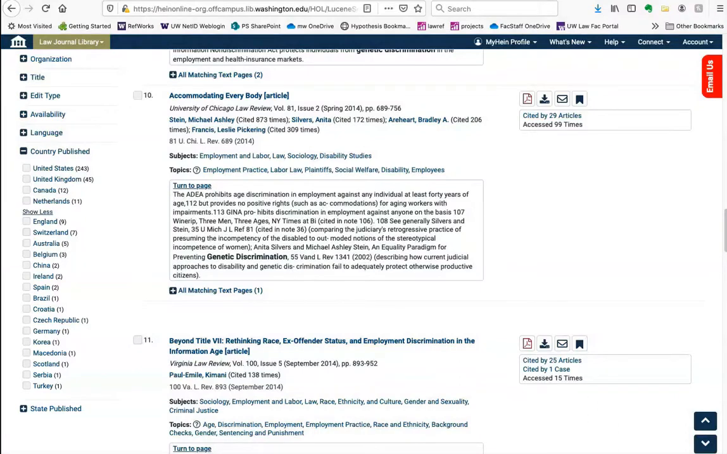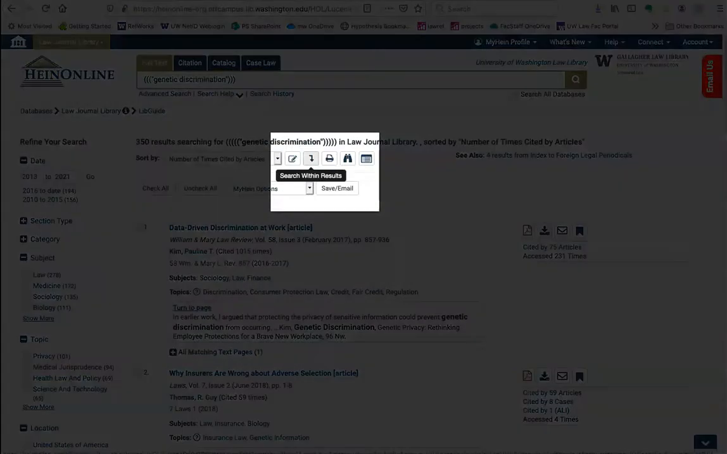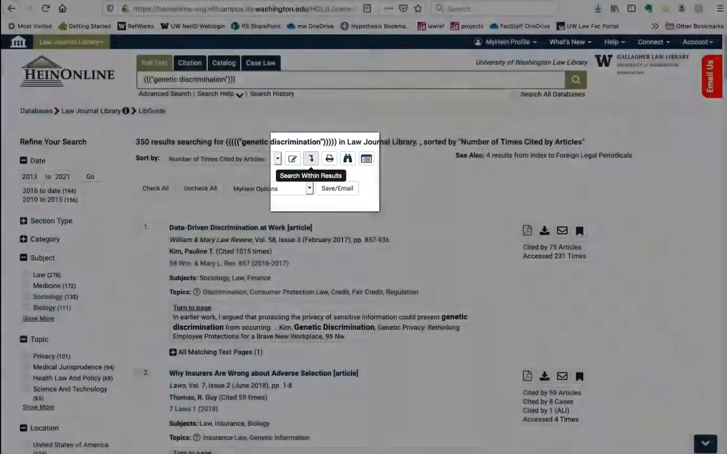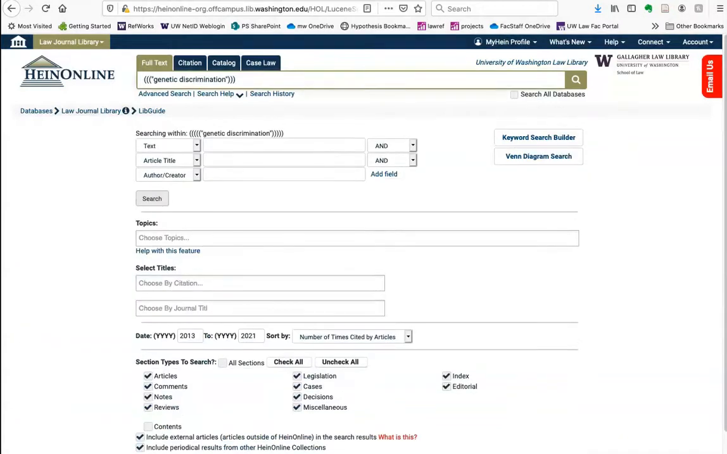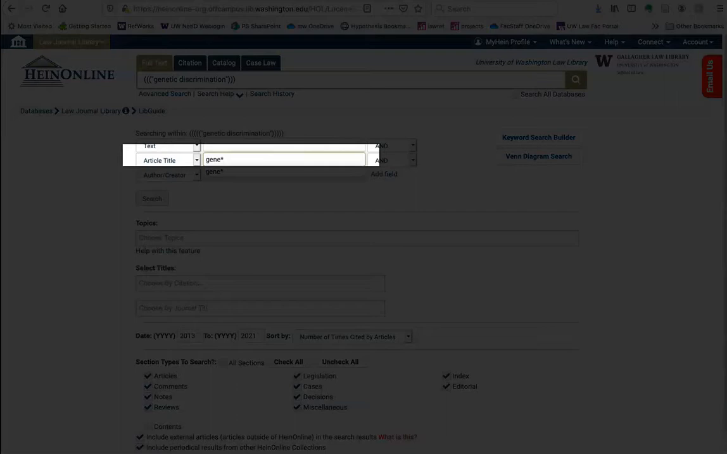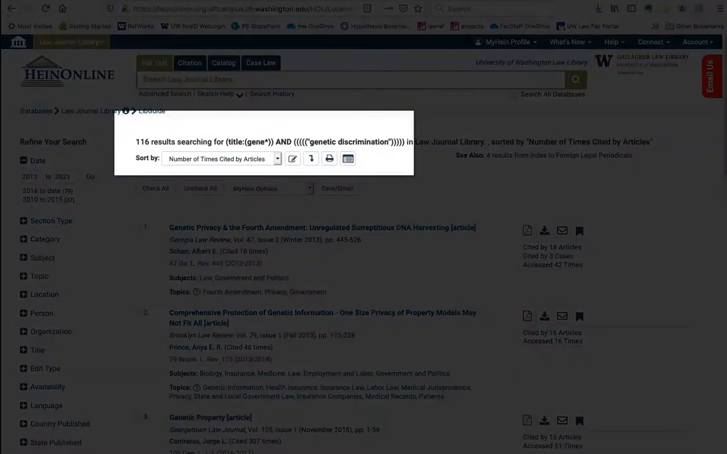We've already modified a search when we went back and put in quotation marks around genetic discrimination. This little downward pointing arrow lets us search within results. Within those articles that have the phrase genetic discrimination, how many have some form of the word gene in the title? The asterisk gives us any variation after the letters we've already typed. So this would be gene, genes, genetic, genetically. Now we're down to 116 results.